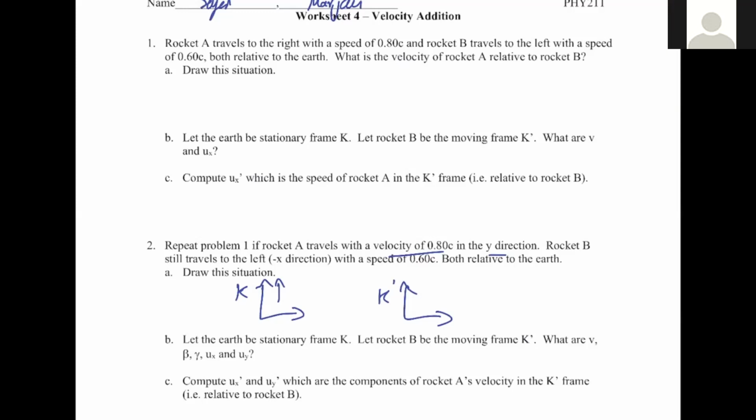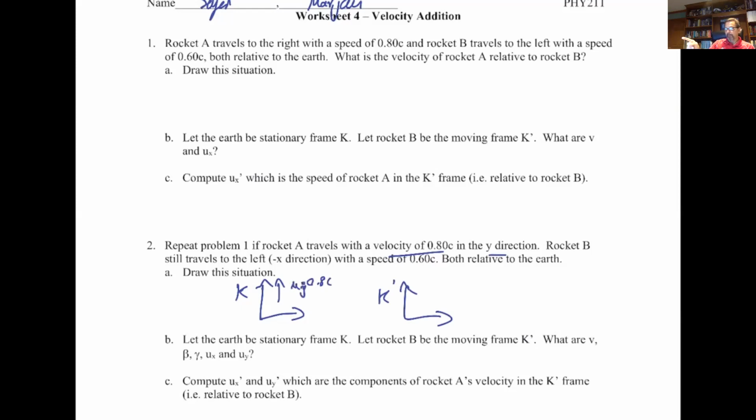Okay. So you have labeled the velocity in the K frame. What are you going to call that? The component of velocity in the y direction, uy? Well, if we establish that this is the one that rocket A is actually traveling in the K frame, it's obviously uy, right? Okay, and label it uy. Y for y, vertical. Perfect.